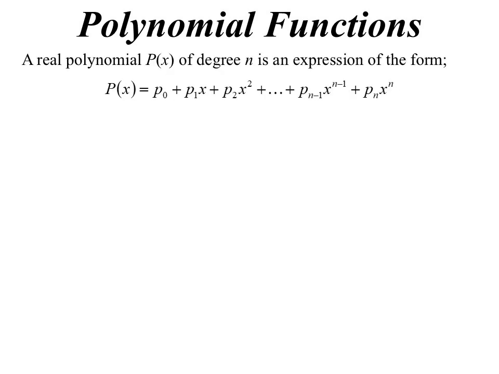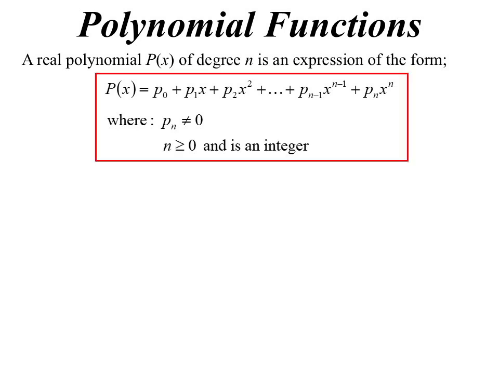Let's start taking a look at our polynomials, polynomial functions. And we know polynomials are algebraic expressions in this form. Technical bits: Pn cannot equal 0. I'll explain why in a second. And n has to be greater than or equal to 0, but it also has to be an integer as well.